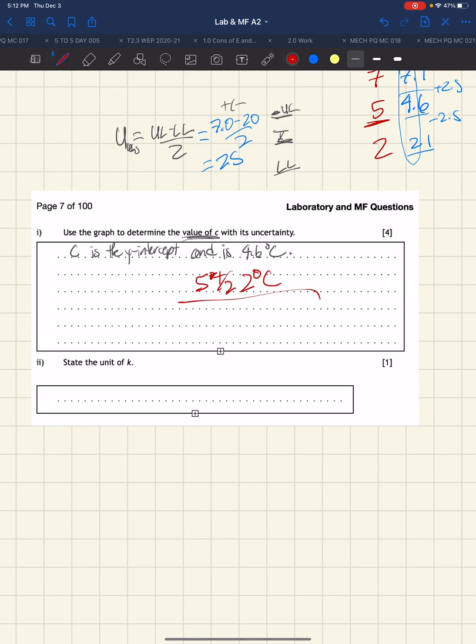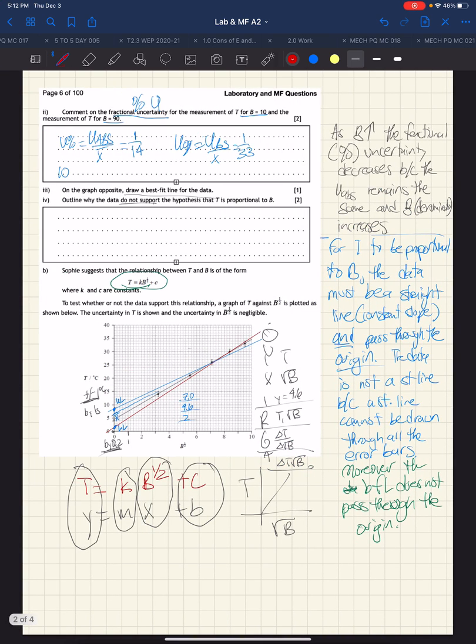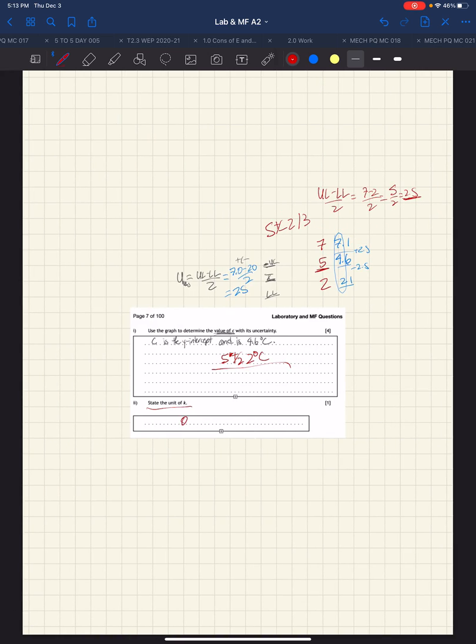Now we want to know the constant, state the unit of k. Looking back at our equation, we said k is the slope. The slope is delta y over delta x. The slope has units of degrees Celsius, and x has units of percent. We said previously, percent is not really a unit, so the units of slope are degrees Celsius. Since it says state, we don't have to show how we got it. We can just say degrees Celsius. And so that's how we do question A2.